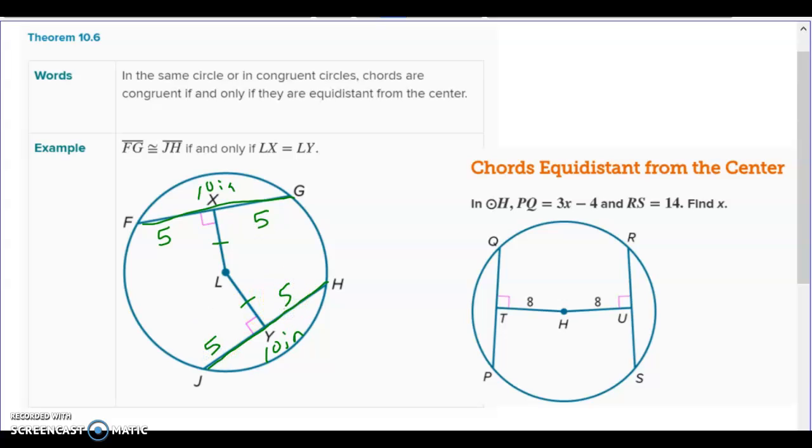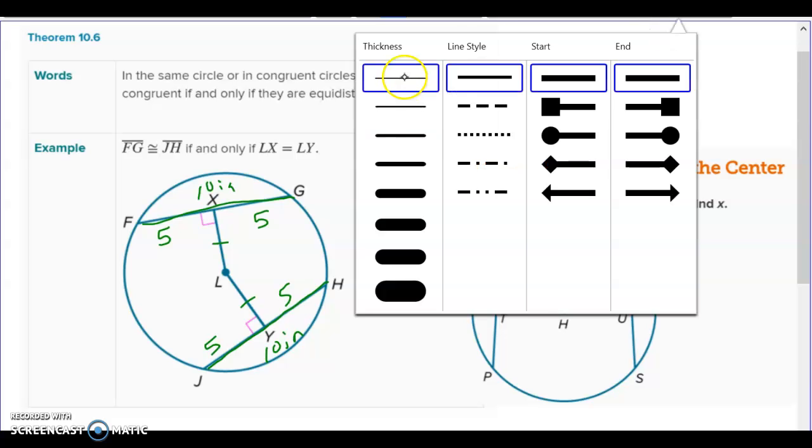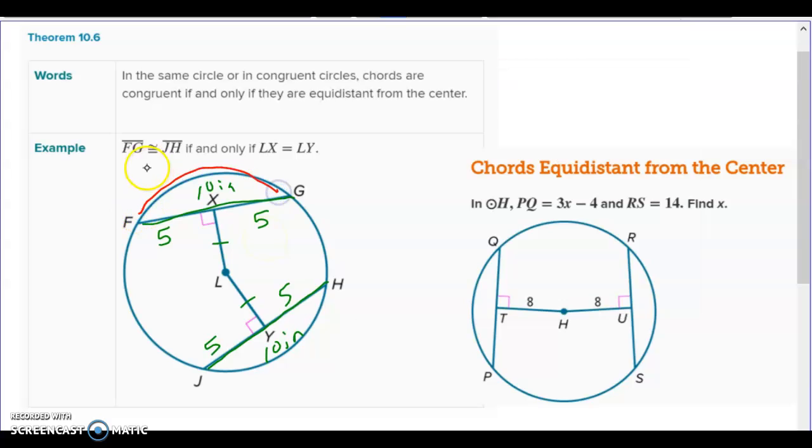And one more thing, putting to use what we learned in one of the other theorems: if both of those chords are 10, then both of those arcs are going to be the same. So if that's 120 degrees, then this arc would be 120 degrees.